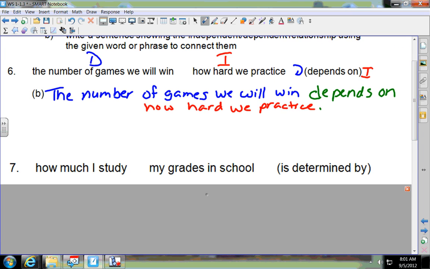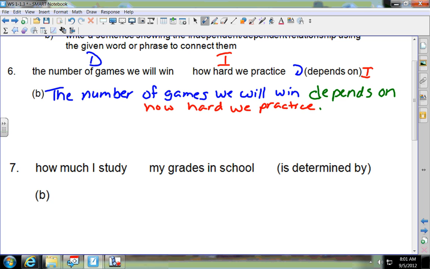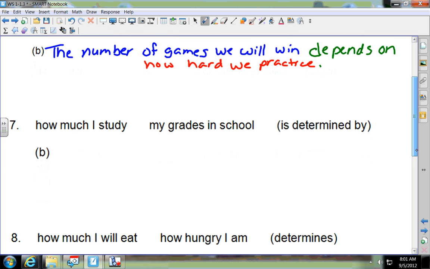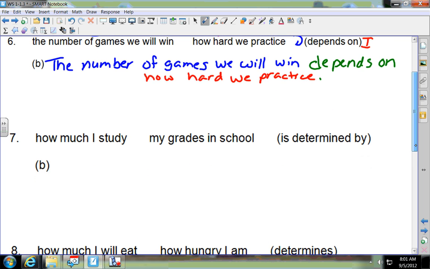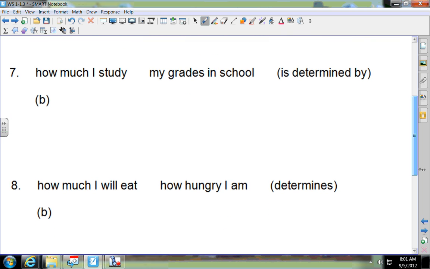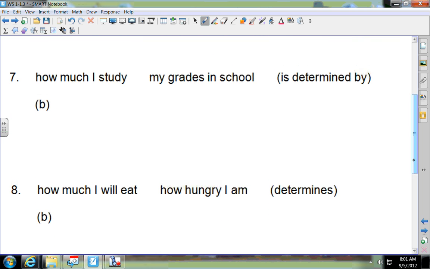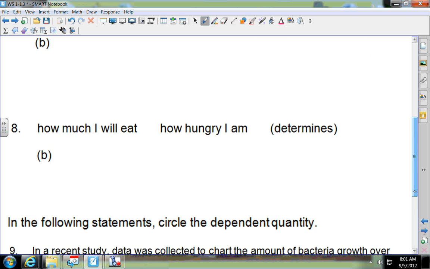So I want you now to go through 7 and 8 and do the same thing. Identify the independent and then the dependent, and then write a sentence.